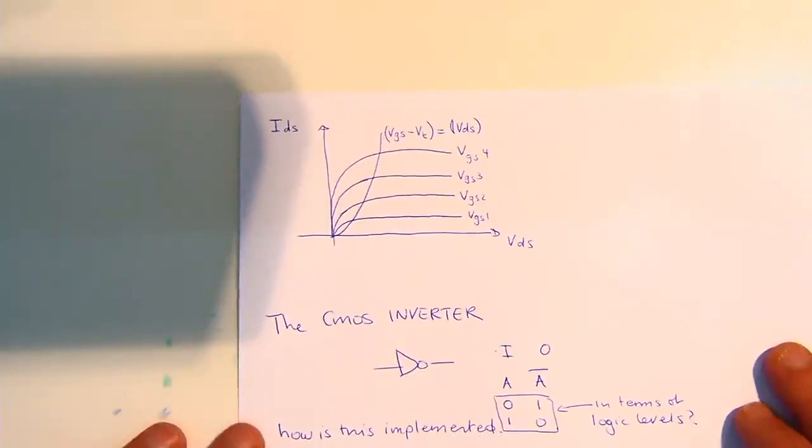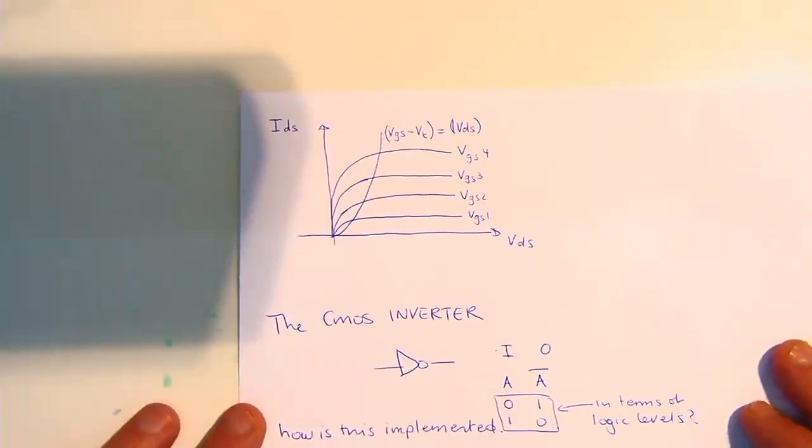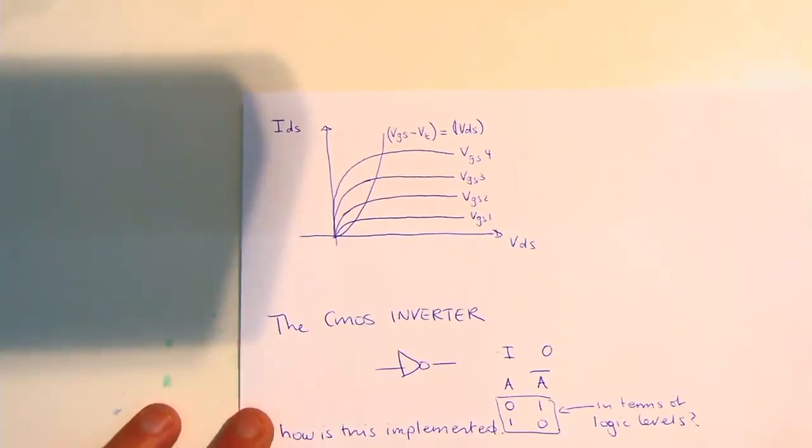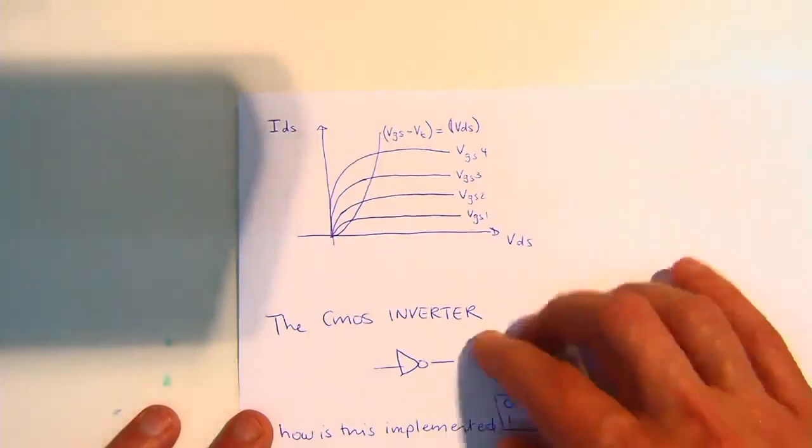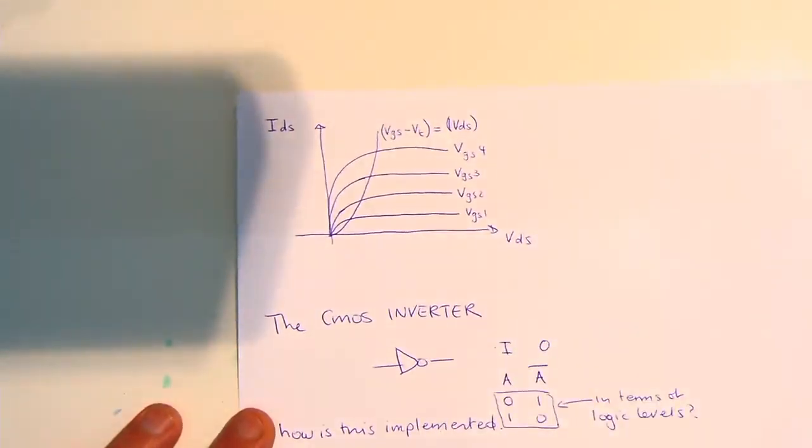Perfect. So now let's look at a very simple circuit, and it's supposed to illustrate the function and some of the challenges and the operation in some of these regions of this transistor. So what I'm going to talk about is the CMOS inverter.